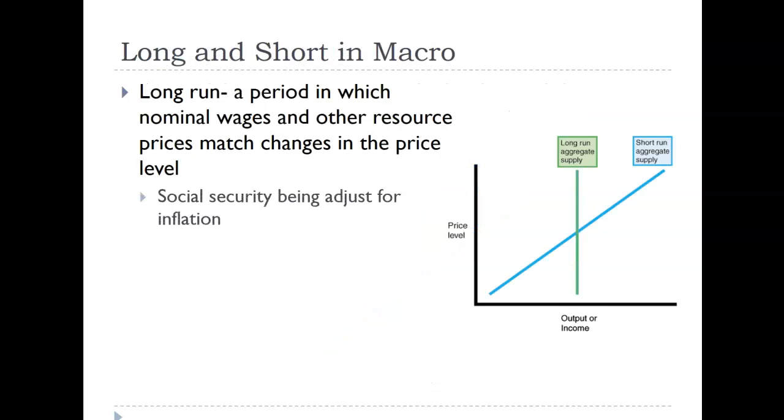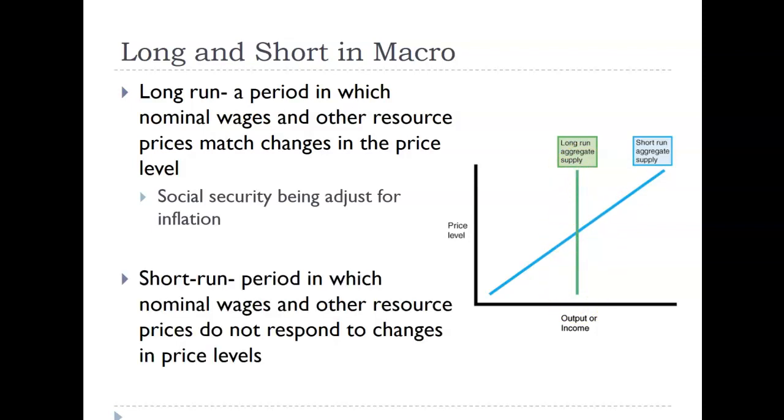Long run: a period in which nominal wages and other resource prices match changes in the price level. Things like Social Security are being adjusted. The idea is that resource prices, electricity, wages, other utilities, adjust to the inflation in the long run. The person who provided that resource needs to make ends meet, so they're going to adjust to what they know is now a higher price. So what does this mean? In the long run, the economy is going to be at full employment, at its potential output. That's a pretty significant thing.